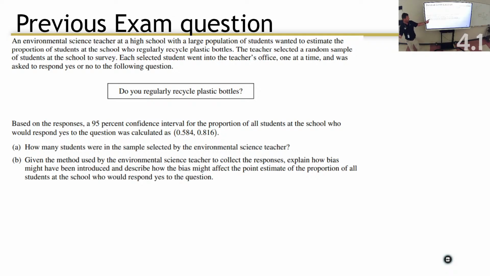Given the method used by the environmental science teacher, they're reminding you who did this, to collect the responses, explain how bias might have been introduced, and describe how the bias might affect the point estimate. The point estimate is the average. Okay, the point estimate is right in between that, of the proportion of all students who said yes. We're okay to answer that now?